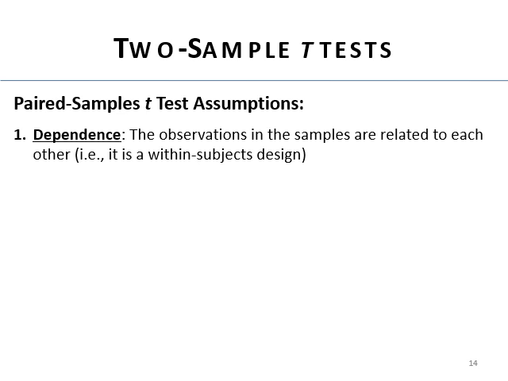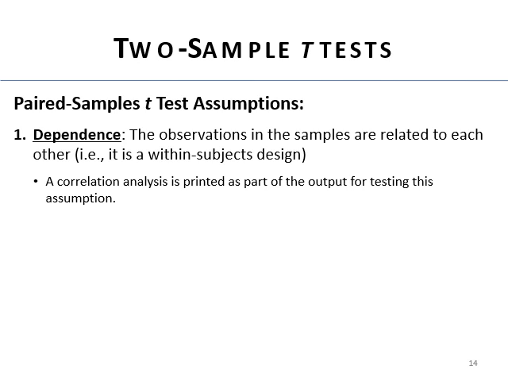So the Paired-Samples t-test also has statistical assumptions that are going to look mostly familiar. So the first one is not independence, it's dependence, right? This is the test you use for a within subjects design. So the assumption is the opposite of that for independent samples T. It's that the observations in the samples are related to each other. It's a within subjects design.